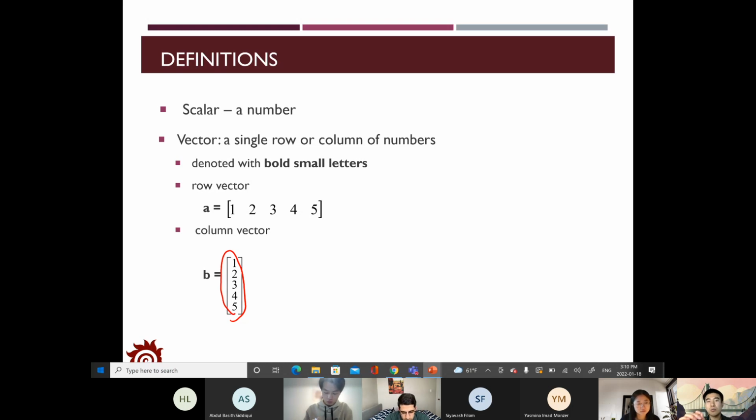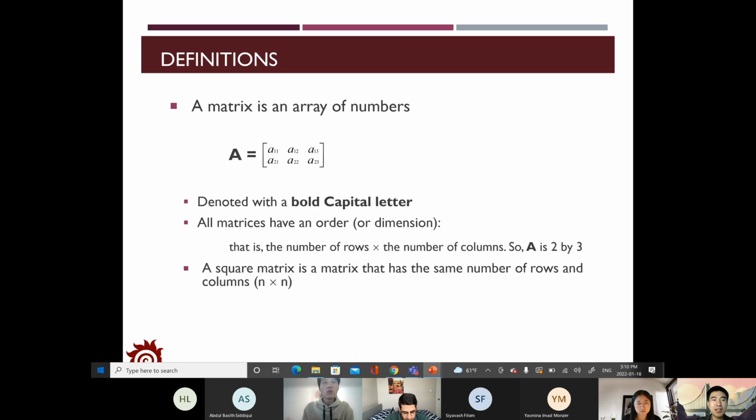Usually we use a small letter to represent the vector, and to differentiate the vector from the scalar variables, we use bold letters, so that if you see a bold letter, you know that it's a vector. If you see a regular one, then that will be a scalar. So that's the vector, and the matrix would be a combination of multiple vectors.